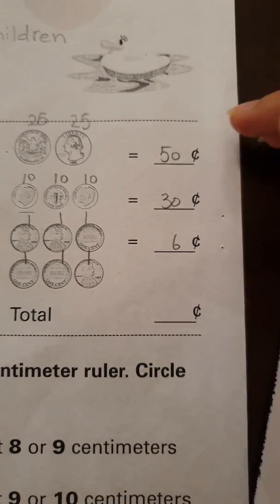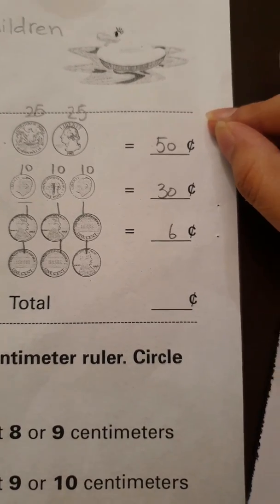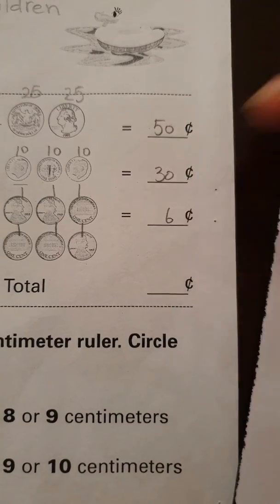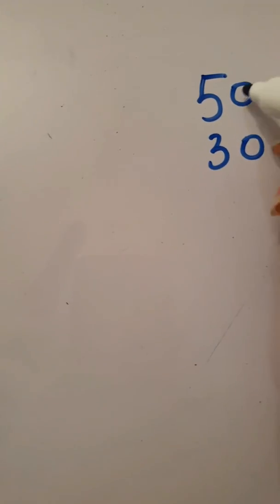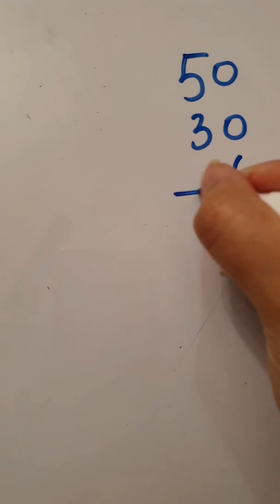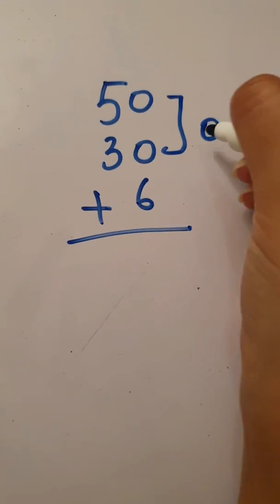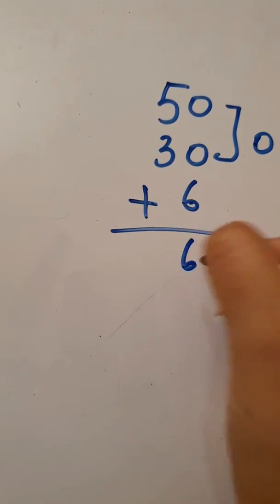Okay guys, so the first one is 50 cents in the first row. Then we have 30 cents in the second row, and then we have 6 cents in the last row. Now let's see what our final answer is. So we have to add these up. 50 plus 30 plus 6. Now let's see. 0 plus 0 is 0. Then we have 0 plus 6, which is equal to 6.